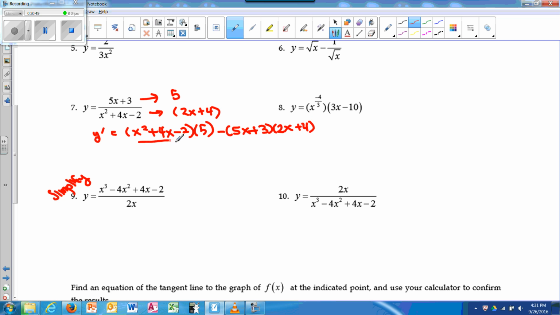So my derivative is low d high minus high d low over the square of what was below.